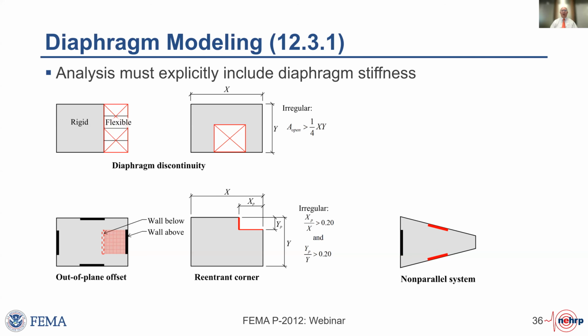And then if you have what the code identifies as a re-entrant corner condition, where it's got some triggers, it doesn't have to be just a tiny corner, but if it's big enough that you end up with wings of a building that could behave dynamically independently of one another, you'd need to think about the diaphragm stiffness. And where you have a non-parallel system, you're counting on the diaphragm to get the three-dimensional behavior to work. And so you need to think about that diaphragm stiffness as it relates.